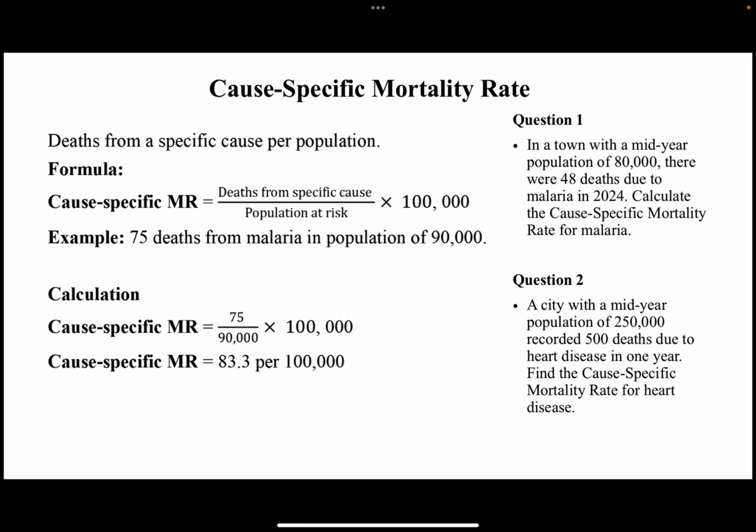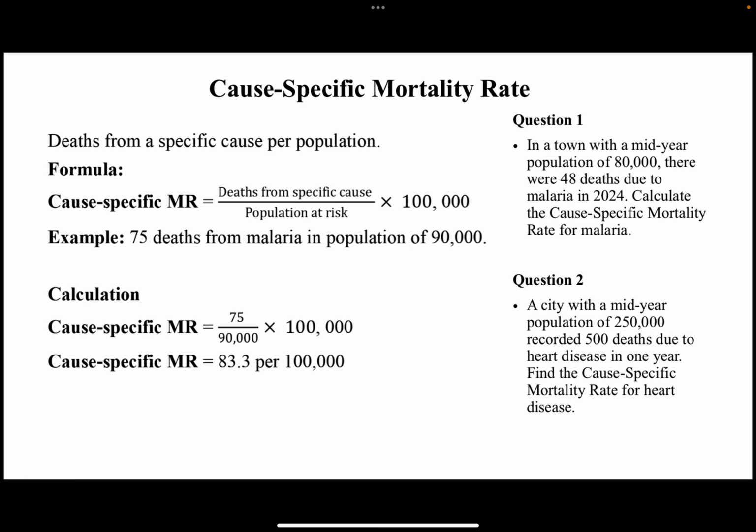Is that okay? That is different from crude. Crude looks at death from all causes. But cause or case-specific mortality rate just looks at the deaths that are linked to a specific cause within a population. So the formula is the death from that specific disease alone divided by the population at risk. You multiply by 100,000 again. Remember, in all mortality rate calculations, you always have to multiply by 100,000.